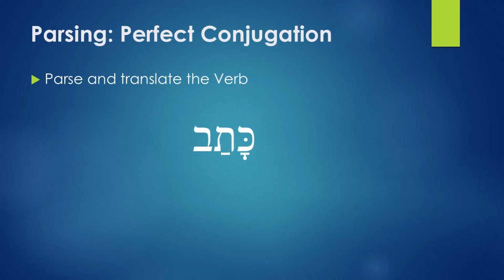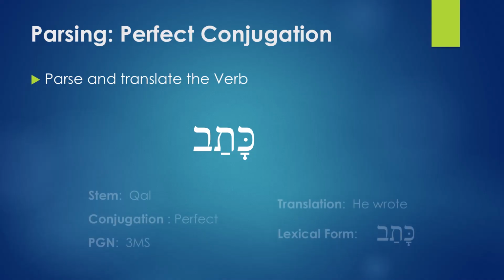Let's look at how you parse perfect verbs. Parsing is simply giving information like the stem, the conjugation, the person, gender, and number, the translation, and the lexical form of the verb you're given. For example, the first one we have is katav. How do we parse this one?